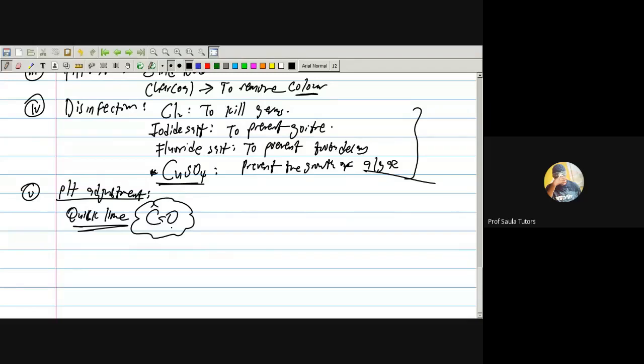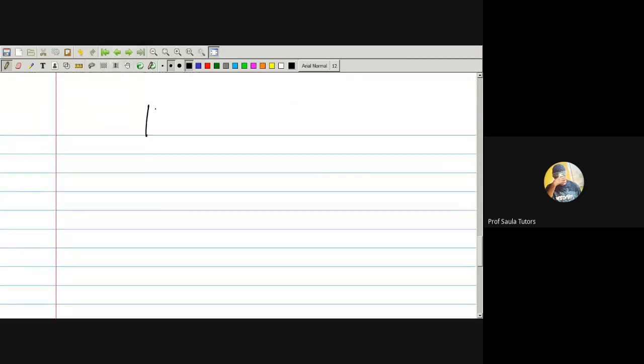Now let us look at hardness of water. Let me go to the next page. Hardness of water. Now, what do we call hard water? Hard water does not lather readily with soap.